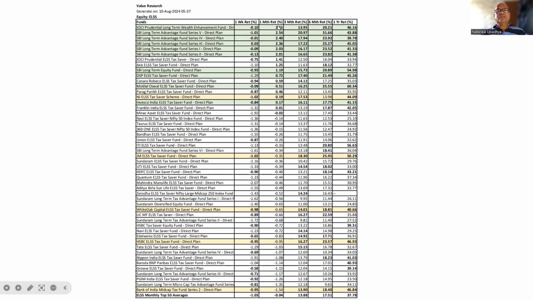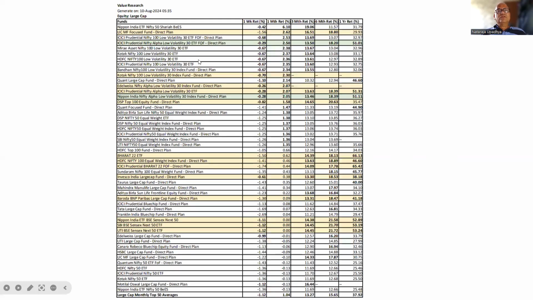The highest monthly return came from ICICI Prudential Long-Term Wealth Enhancement Fund at 2.55%. The least came from UNESCO India LSS Tax Saver Fund at 0.17%. The best annual return among the green ones is by Motilal Oswal LSS Tax Saver Fund at 60.34%.